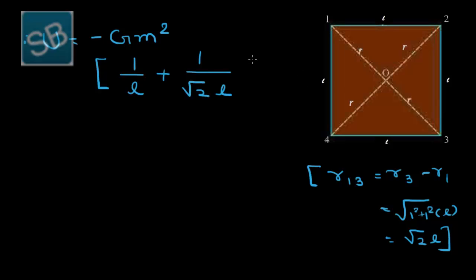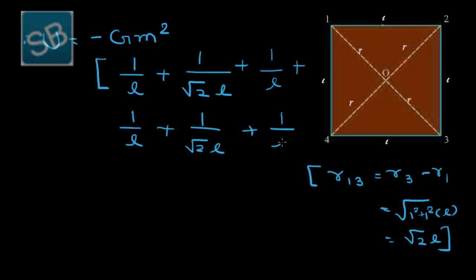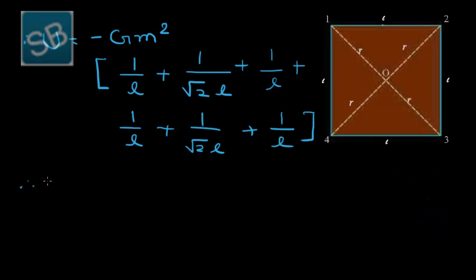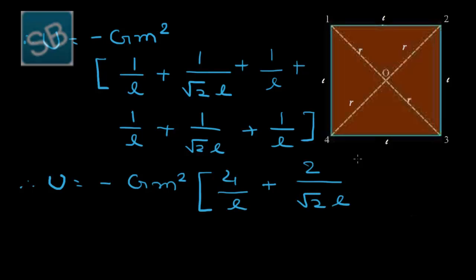Now r14. It is also very easy to find out because it is on the same side. Now r23 is also on the same side, so it is 1 over L, plus r24. Now they are vertically opposite, so again it is under root 2 L, plus r34. They are also on the same side. Therefore, U is equal to minus G m square into 4 times 1 upon L, so it is 4 over L, plus 2 times 1 over under root 2 into L.